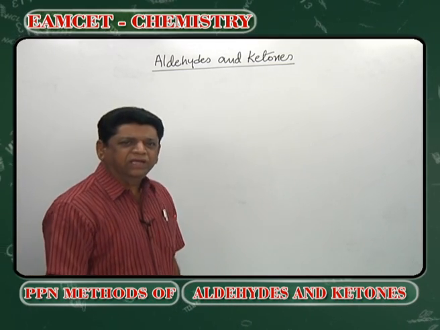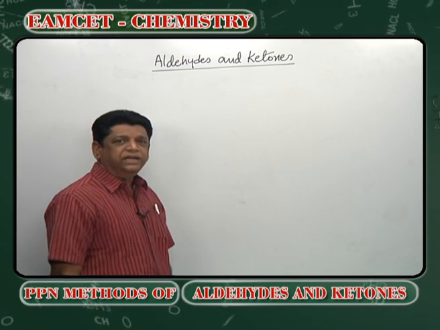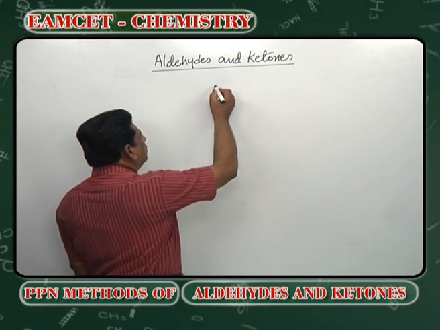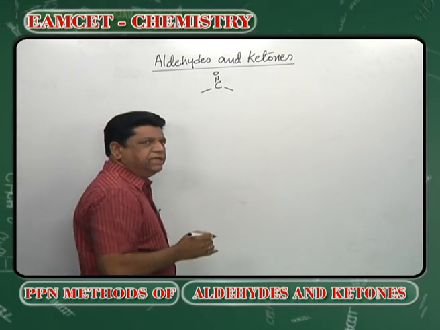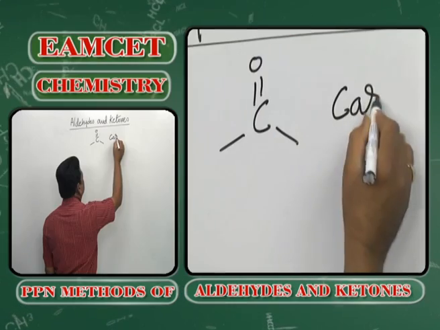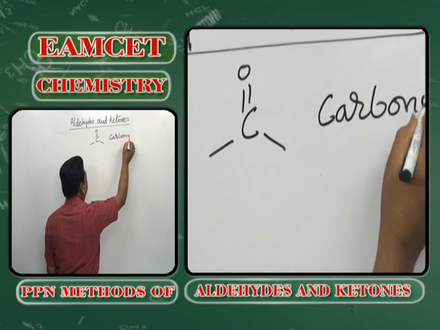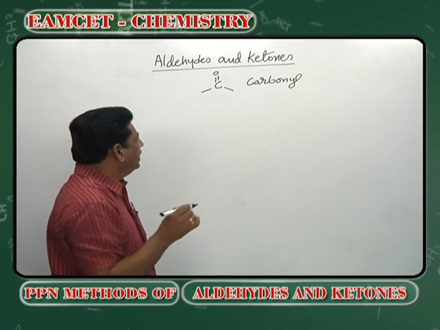Welcome to organic chemistry. Today we are going to see one chapter called aldehydes and ketones. Both these compounds come under the compounds containing C double bond O. This functional group is called the carbonyl group. All compounds which contain C double bond O are known as carbonyl compounds.